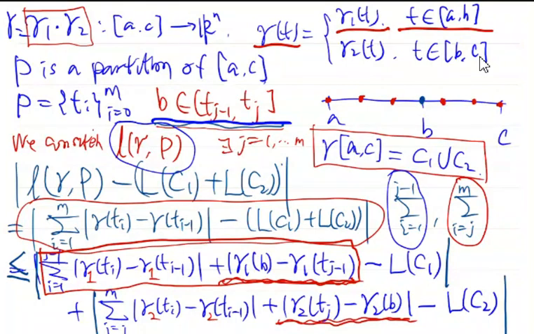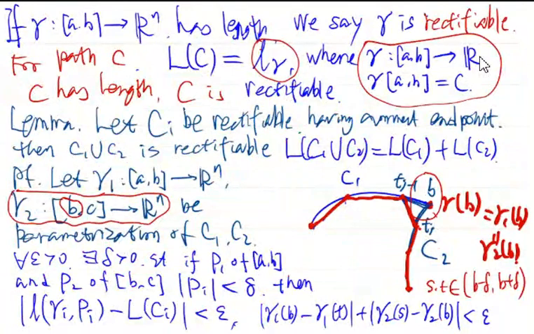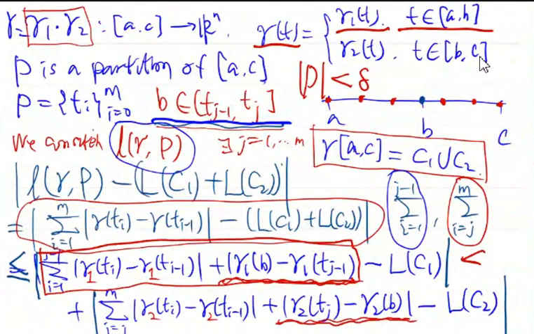Because gamma 1 is rectifiable, it has a length L(C1). And when the gap of our partition P is less than delta, this partition of the union gives a partition of C1 and C2, with gap less than delta also. So the length of the inscribed polygonal of C1 will be very close to L(C1). So the first term is less than epsilon.